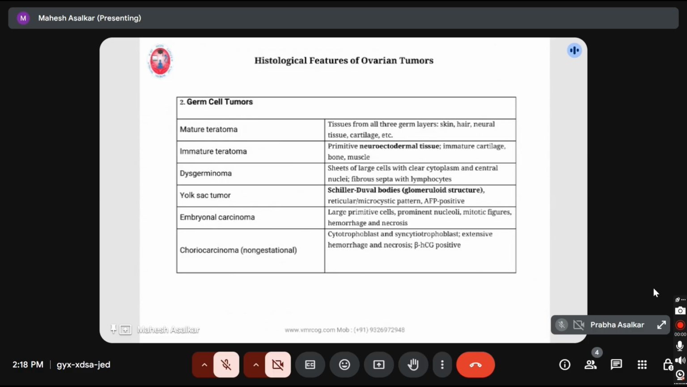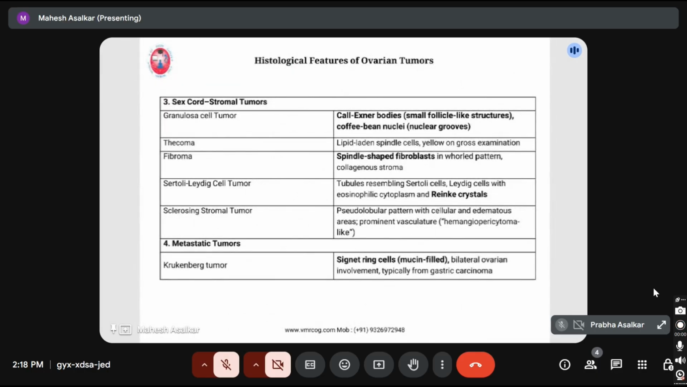So again, this is an SBA most frequently asked. Schiller-Duval bodies are present in which type of tumor? It is a yolk sac tumor. And reticular microcystic pattern will be there. AFP will be positive. Then embryonal carcinoma: large primitive cells, prominent nucleoli, mitotic figures, hemorrhage and necrosis. Choriocarcinoma, which is non-gestational choriocarcinoma: cytotrophoblast and syncytiotrophoblast will be present, extensive hemorrhage, necrosis and beta HCG will be positive. So these are the features. They can ask you in data interpretation also. It may come in the pathology or may come in the data interpretation.